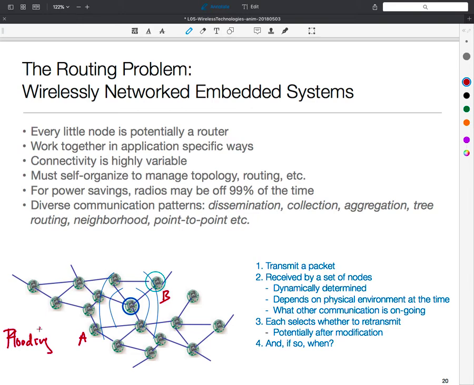And then each node would somehow maintain information about who all it can reach. And then when it comes time for A to send the packet, A will say, to reach B, I better send it to this guy C, and so on and so forth. So we kind of create this infrastructure.